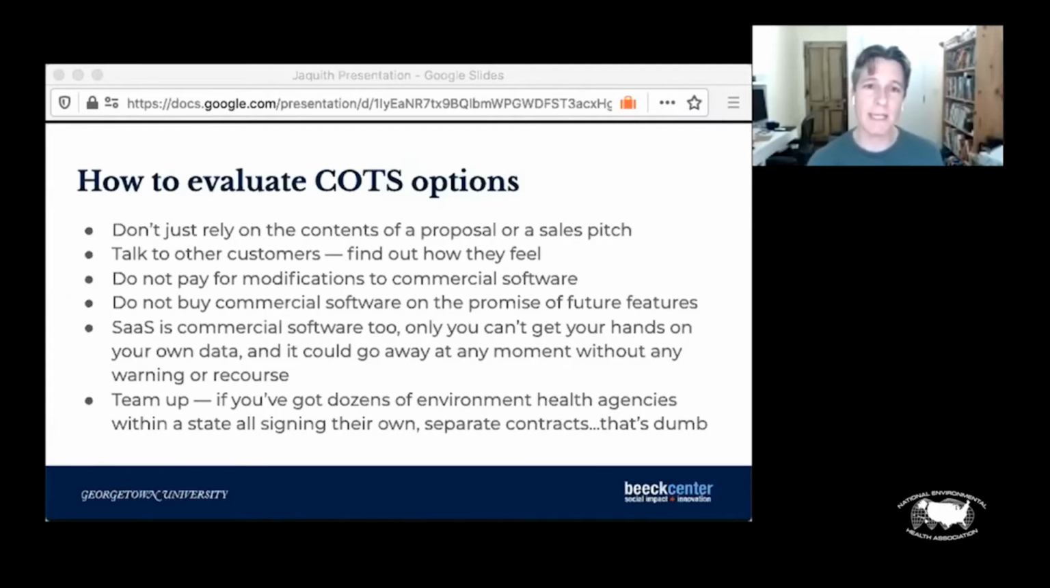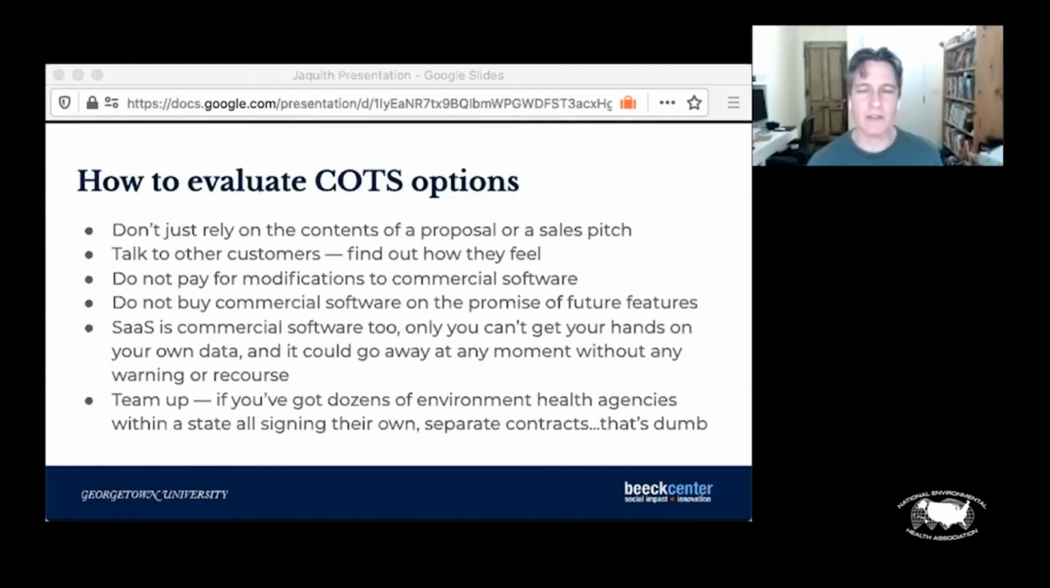And don't buy commercial software on the promise of future features. Again, you'll be promised all kinds of things in order to get your business. Whether or not they ever add those features remains to be seen, and just try to get them put in the contract. I think you'll see there's some reluctance there, and they might have an explanation why, but it's because they know that they can't really promise that. So you shouldn't tie yourself to it.